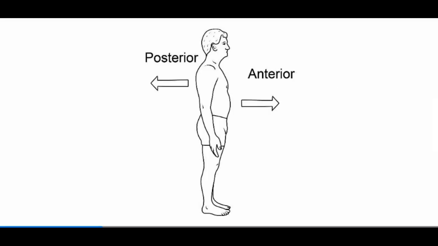Let's now look at common anatomical terms. Anterior means to the front. For example, in anatomical position, the toes are anterior to the heel of the foot. Posterior means to the back. The heel is posterior to the toes.